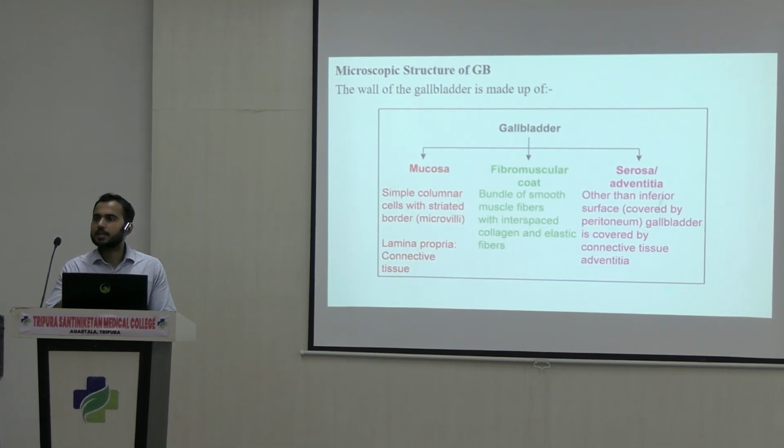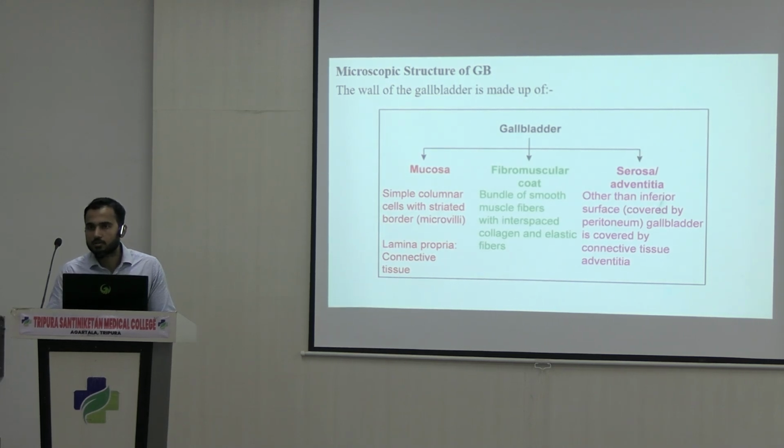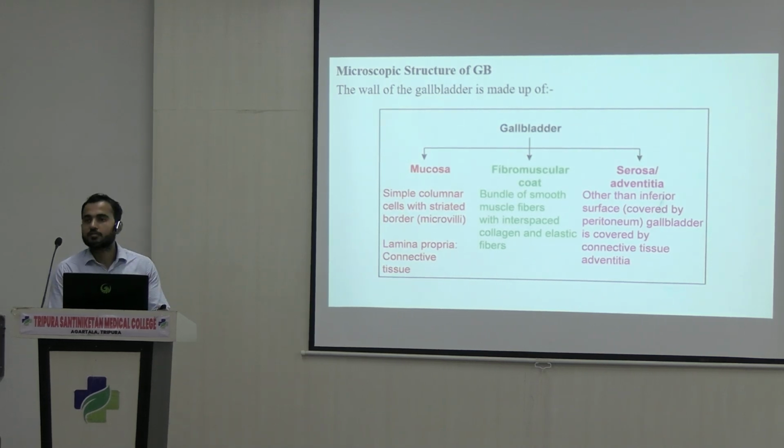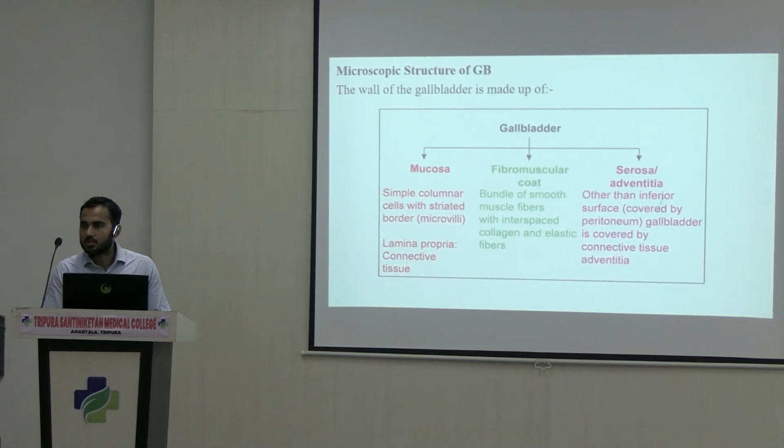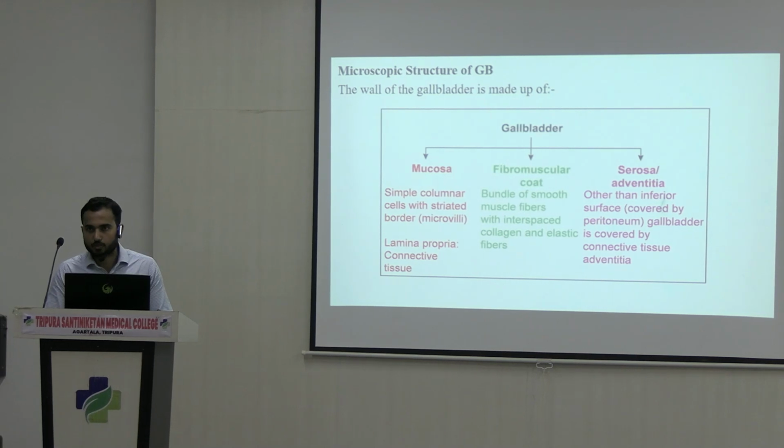Now there are some similarities in case of gallbladder. Can you see the lining epithelium of gallbladder? What is the lining epithelium of gallbladder? Simple columnar epithelium with striated border. That means microvilli are present. Along with that, lamina propria is there. In the lamina propria, connective tissue where blood vessels and nerves are present, but the aggregation of lymphatic follicles is not present in the lamina propria.